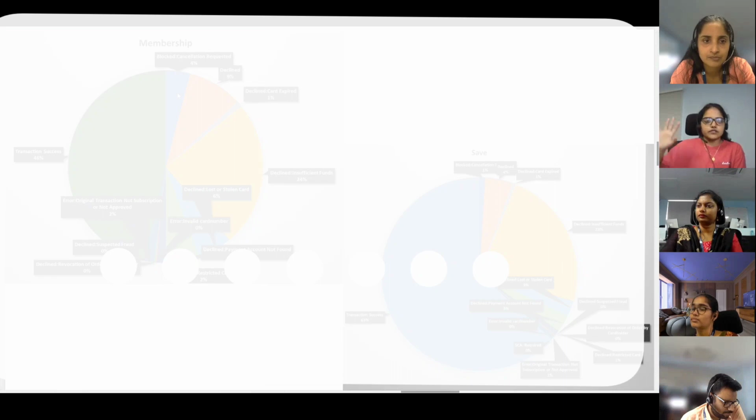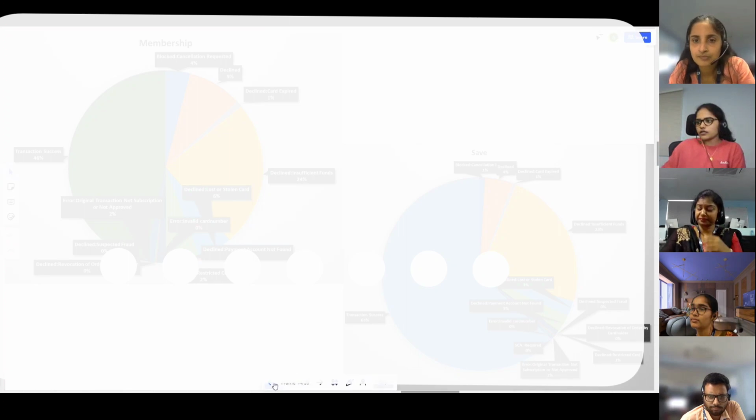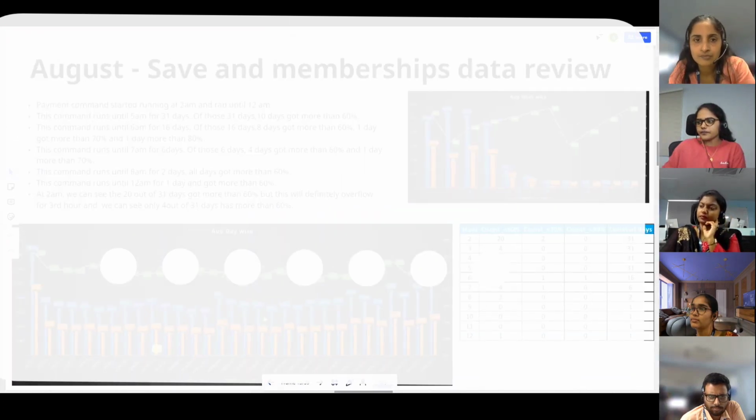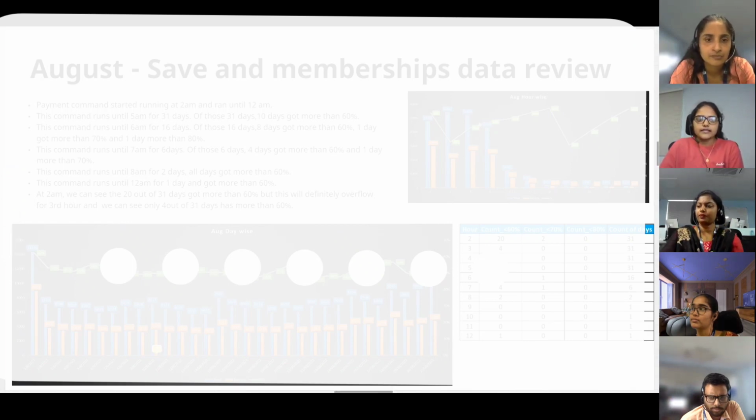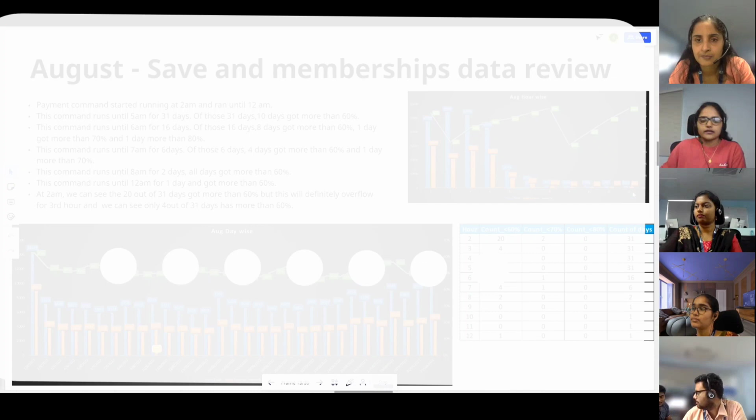Okay, this is the visualization part which I gave. From all these, I understood, we can go back and see here, the count of the payments is very, very high for handling one job to collect the payment. You can see from 2 a.m. to 12 in the afternoon it went. That is the problem with our payment command.